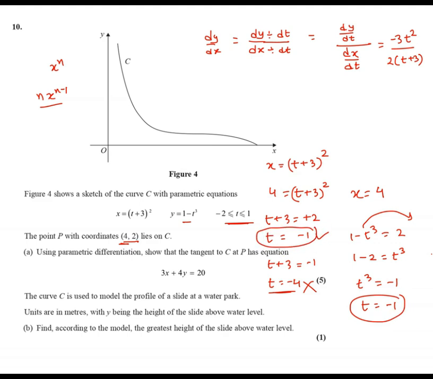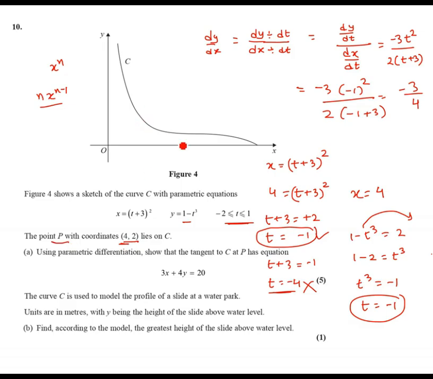That means we just have to put in dy over dx. In dy over dx, we have to put t equals minus 1. So this will be minus 3 times (minus 1) squared over 2 times (minus 1 plus 3). So this will be minus 3 over 2 times 2, since 3 minus 1 is 2, and 2 times 2 will be 4. So the gradient dy over dx at the point P, which is (4, 2), is minus 3 over 4.